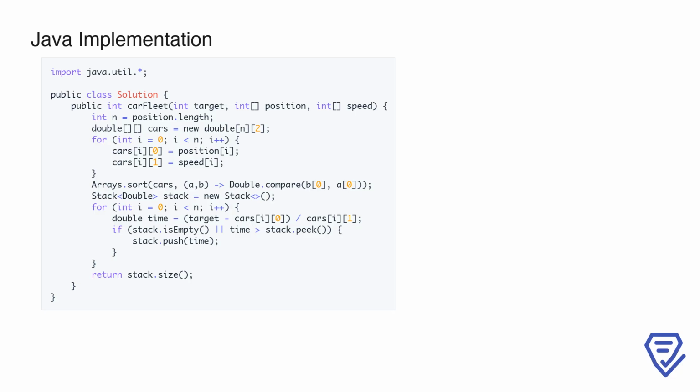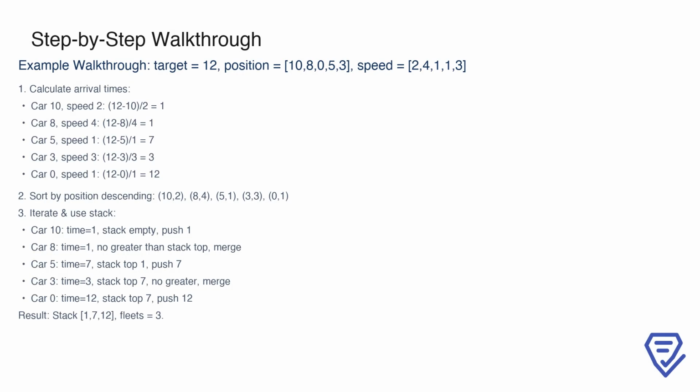Compared to Python, Java requires more explicit data typing and uses the Arrays.sort method with a custom comparator for sorting. To solidify your understanding of LeetCode problem number 853, let's walk through the largest example in detail. With target 12 and cars at positions 10, 8, 0, 5, 3, and speeds 2, 4, 1, 1, 3, we first calculate how long each car will take to reach the target.